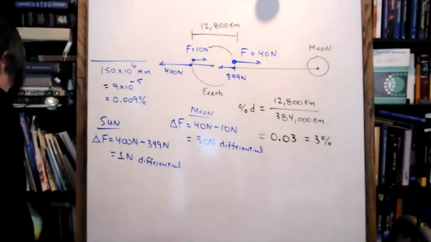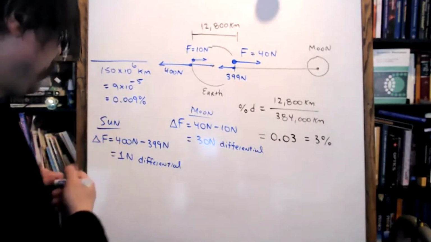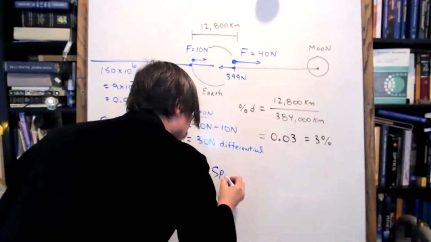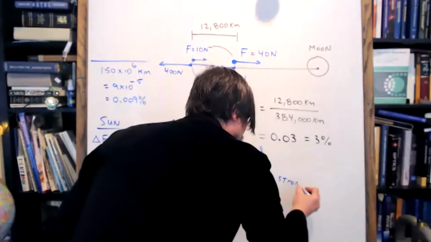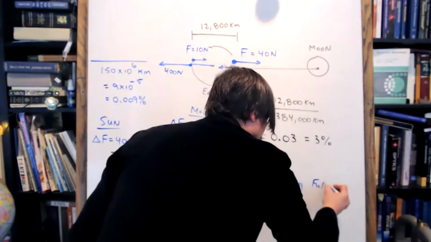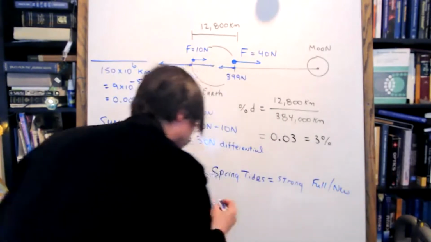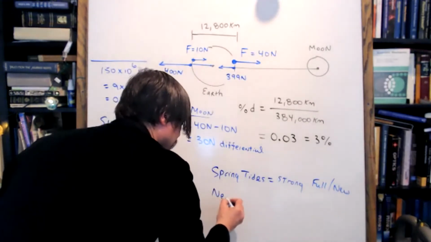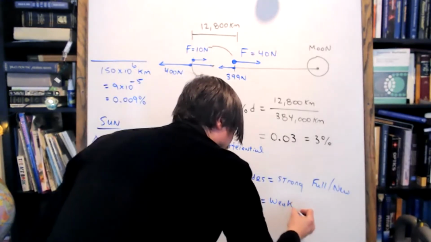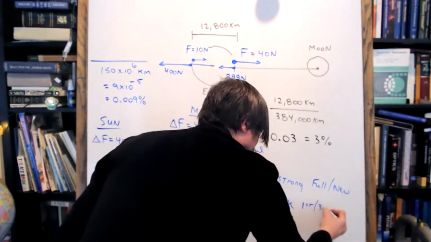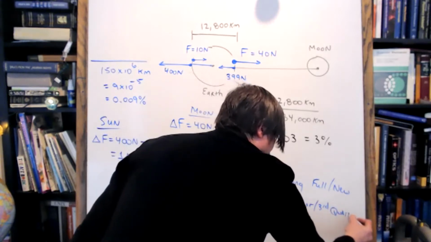So tides, if you follow them over the course of a month, there are higher than average high tides, and then there are lower than average high tides. Just in case I want you to recall this at some point, you can take notes on that. Spring tides are strong tides at full or new moon. Neap tides are weaker tides at first and third quarter moon.